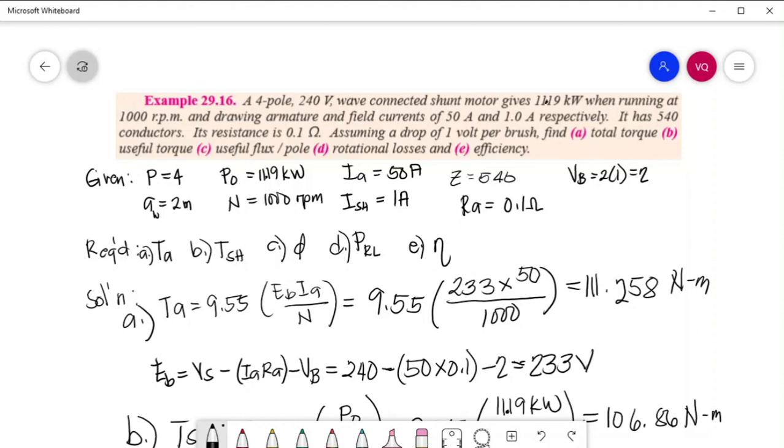So I've listed all the given. Number of poles is 4. Parallel paths is 2. Output power is 11.19 kilowatts. Speed is 1000 RPM. Armature current is 50 amperes. Shunt current is 1 ampere. Number of conductors is 540. Armature resistance is 0.1. And the voltage drop in the brush is 2 volts.